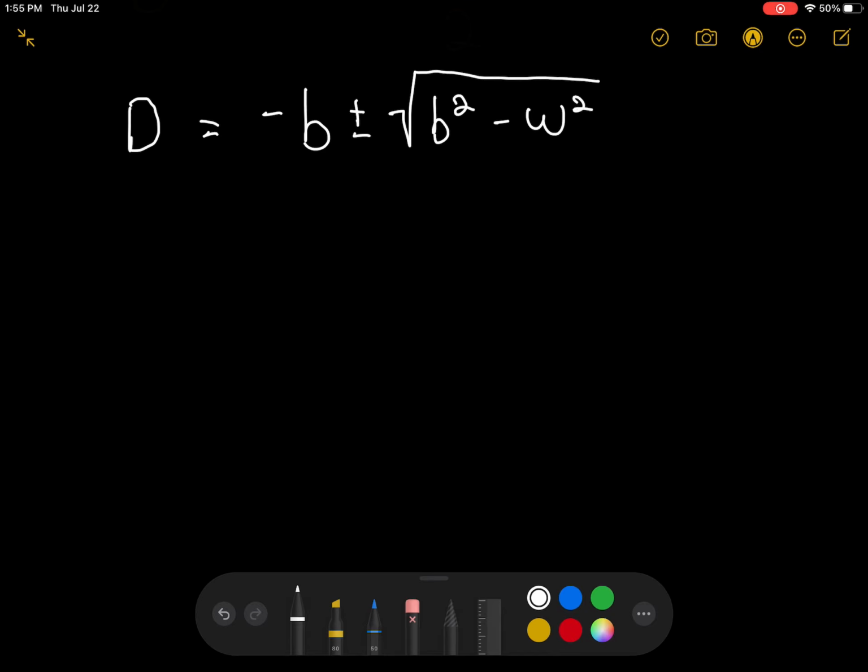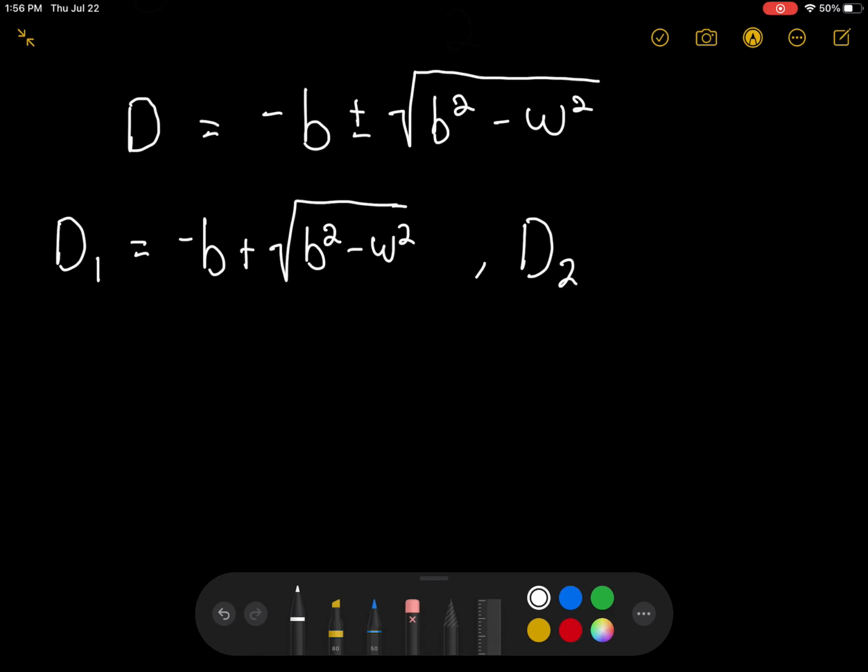Now because we have a plus or minus sign on the square root, this is going to give us two solutions. We're going to say that the first solution with D is going to equal negative b plus the square root, and then we are going to say that the second solution is negative b minus the square root.